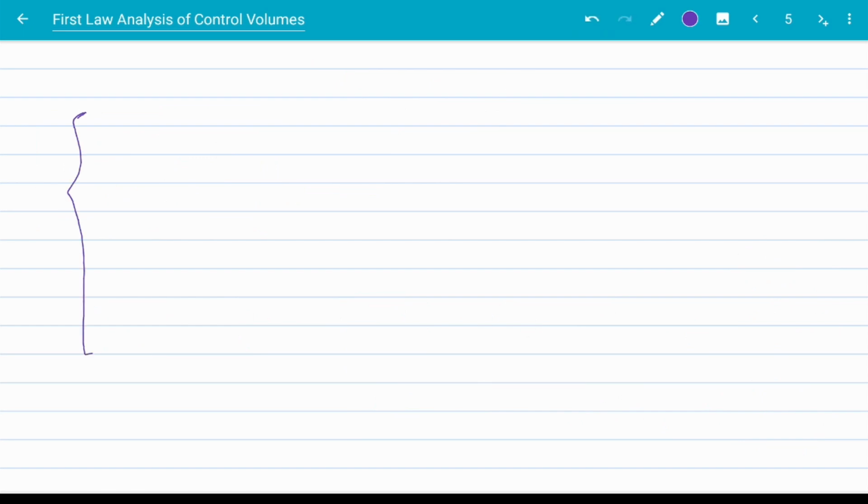So we have two major categories going forward. We have steady flows and unsteady flows. Now, what does this mean? What do steady and unsteady mean?